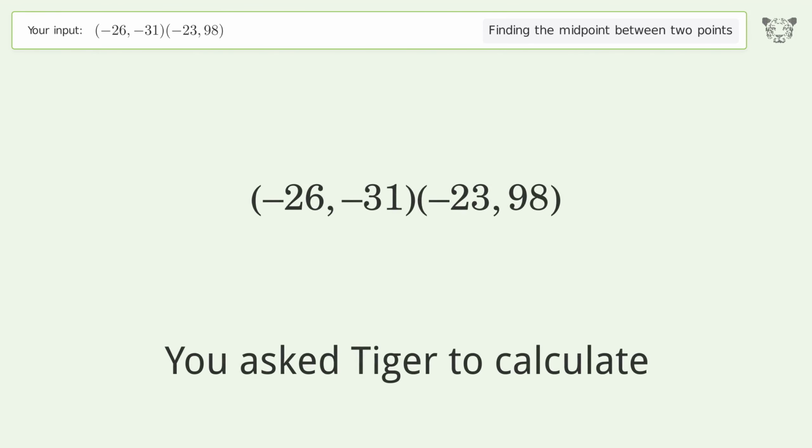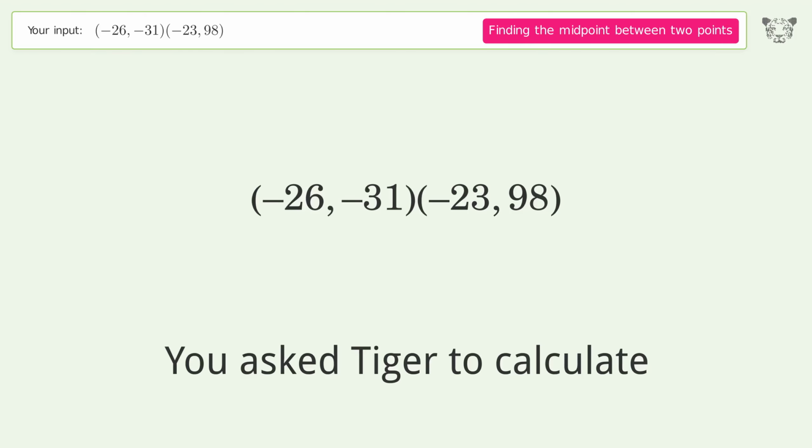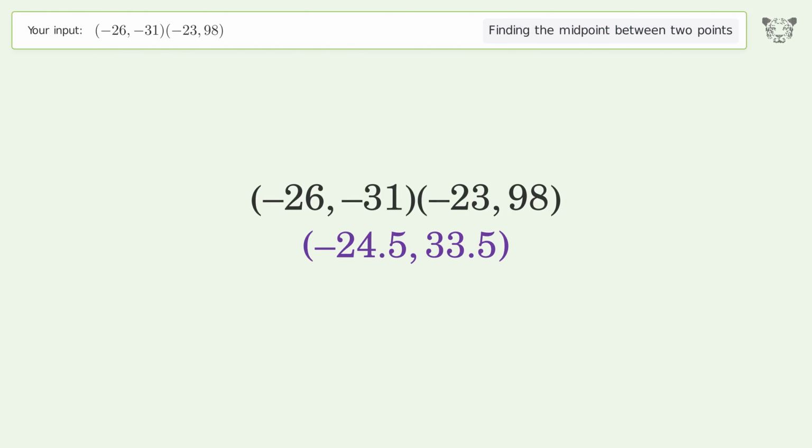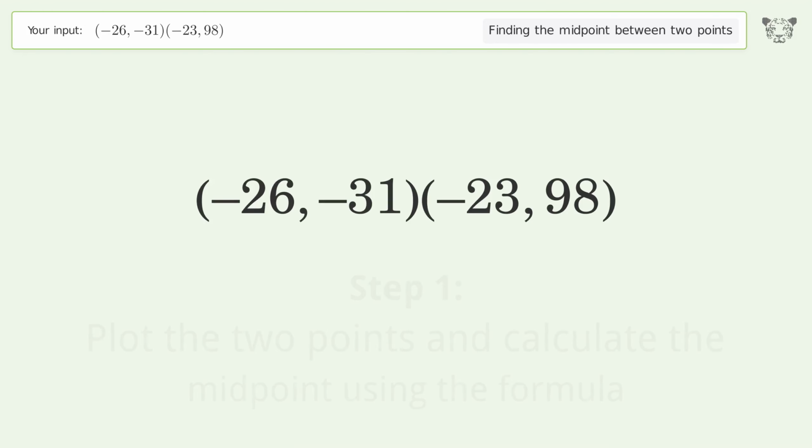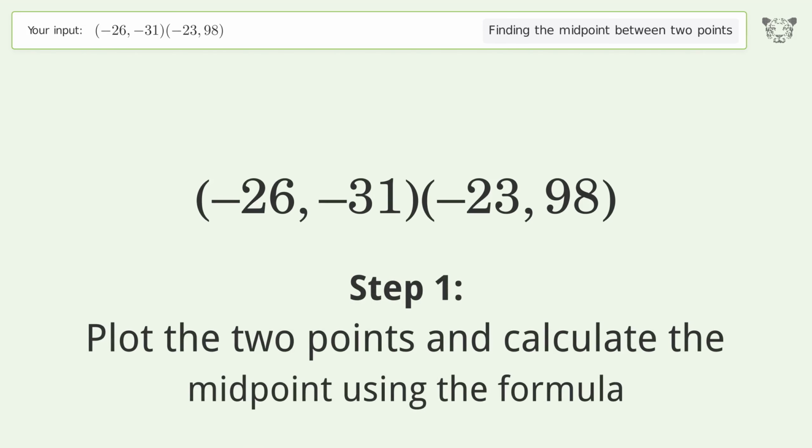You ask Tiger to calculate. This deals with finding the midpoint between 2 points. The midpoint between the 2 points is negative 24.5, 33.5. Let's solve it step by step. Plot the 2 points and calculate the midpoint using the formula.